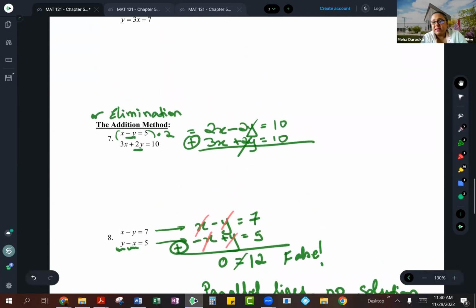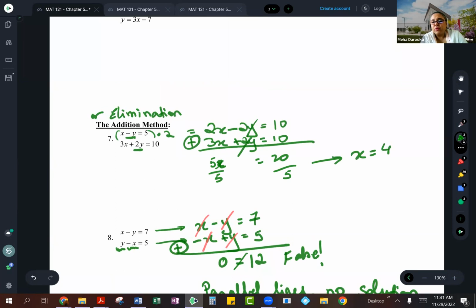So something like number 7 over here, you can see our positive 2y, negative 2y canceled out. If we add the remaining terms, you would end up with 5x over here, 20 over here. So now you have 5x equals 20. Divide both sides by 5, and you would end up getting x equals 4.